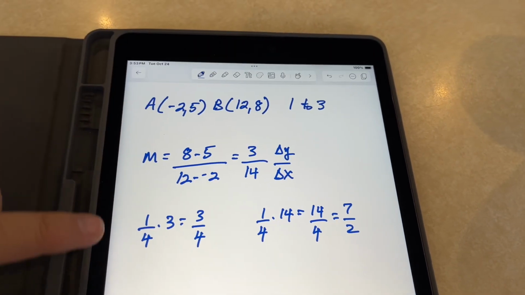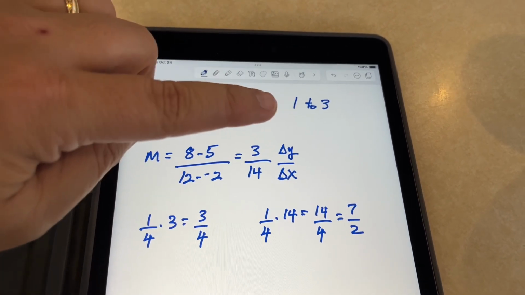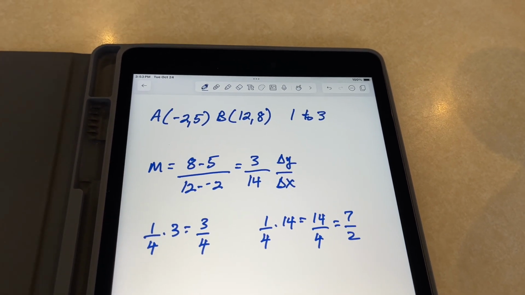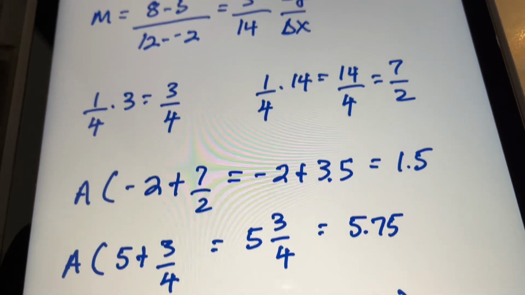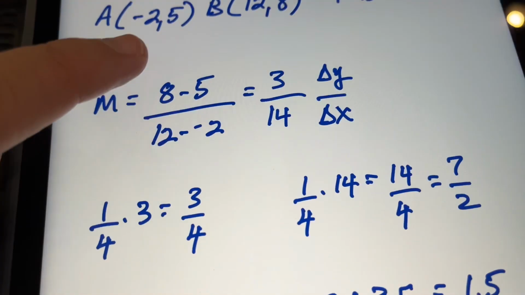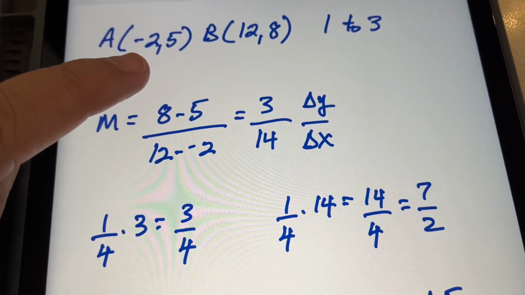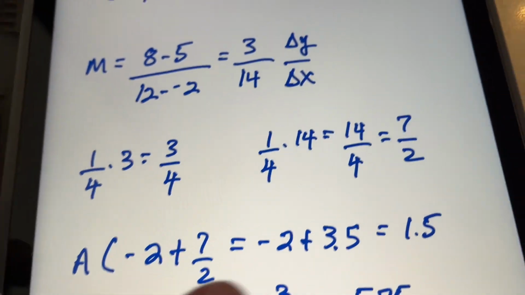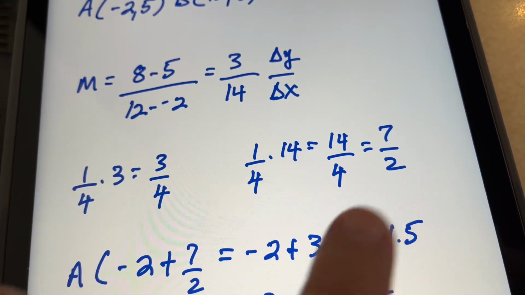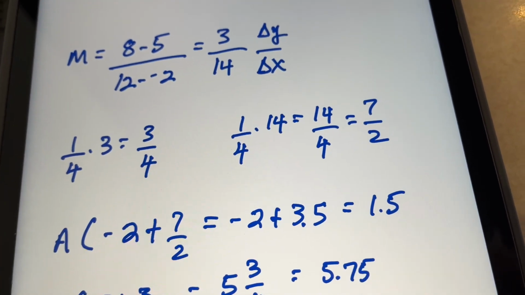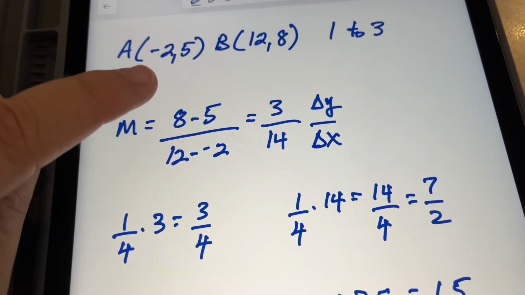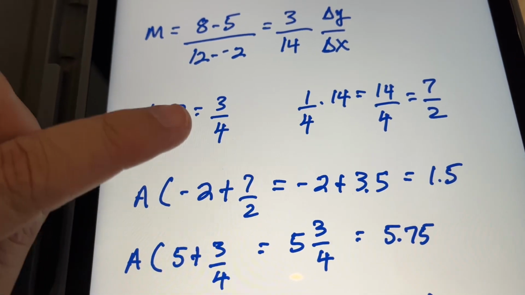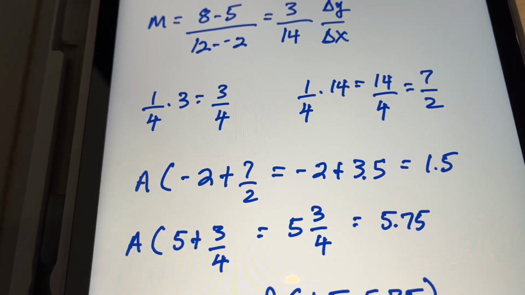So 1 plus 3 is 4, and I'm using the 1 because of the 1 there. So I get 3/4 and 7/2. So if you take the x value on the A point, which is -2, and you add the 7/2 that you got here to that, you get 1.5. And then take the 5, which is the y value on the A point, and you add 3/4 from here to that, you get 5.75.